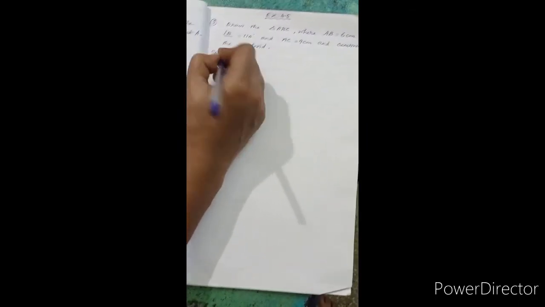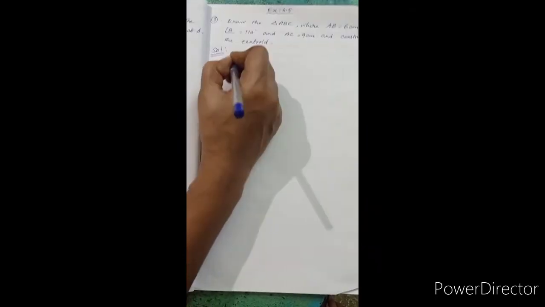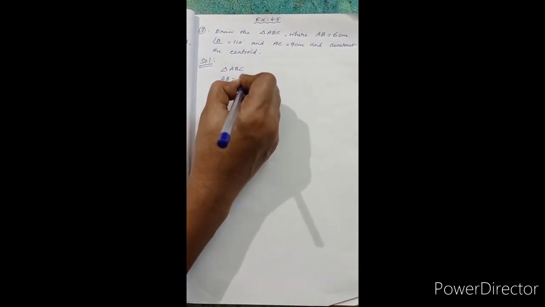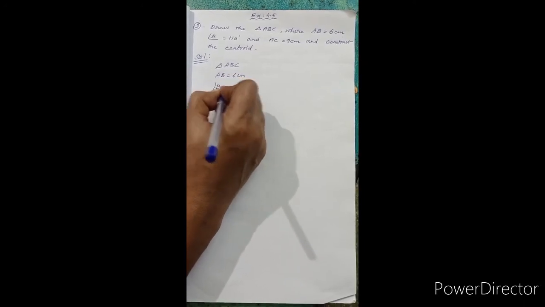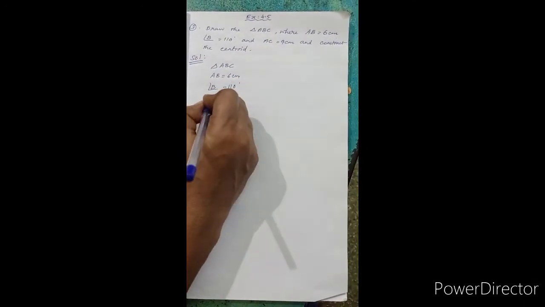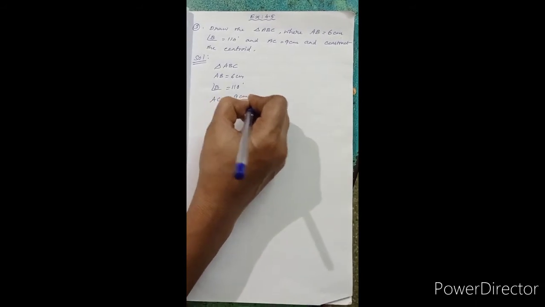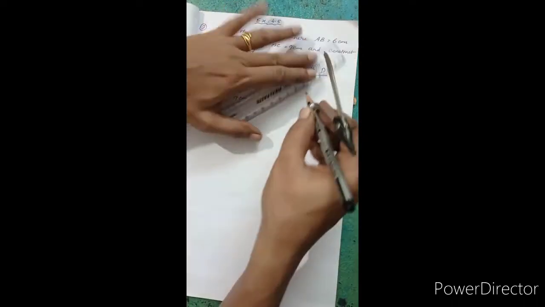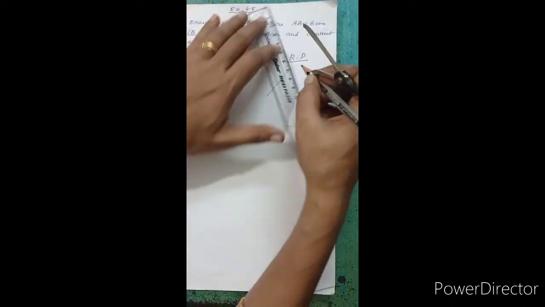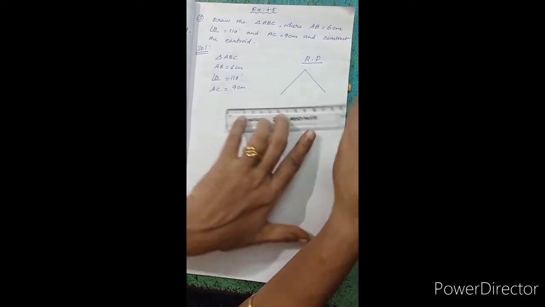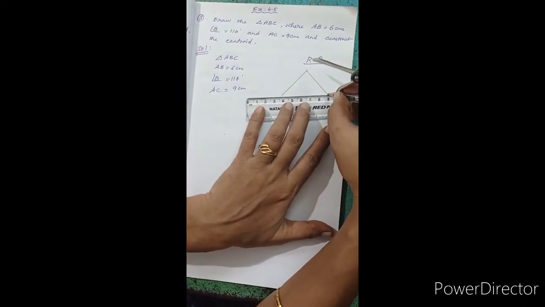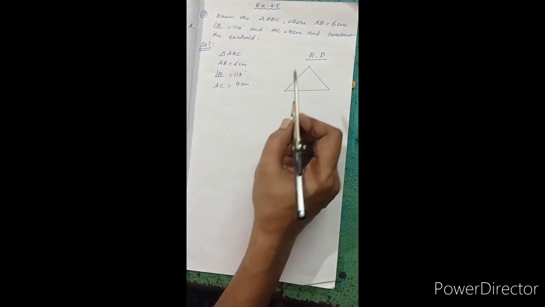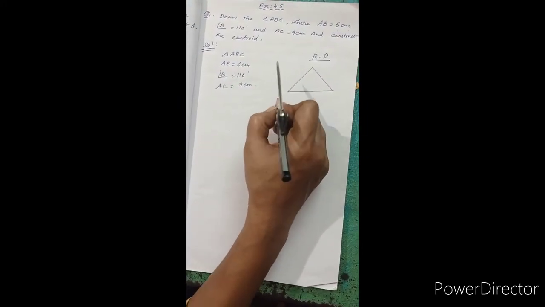First write the given measures. Triangle is ABC. Side AB is 6 cm. Angle B is 110 degree. Side AC is 9 cm. Draw rough diagram. This is triangle ABC.